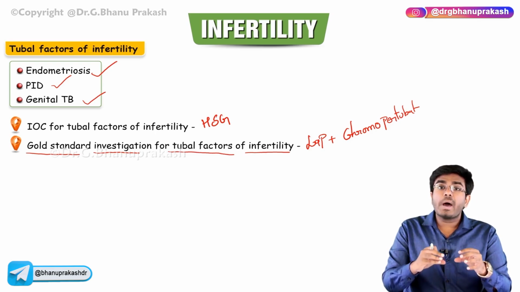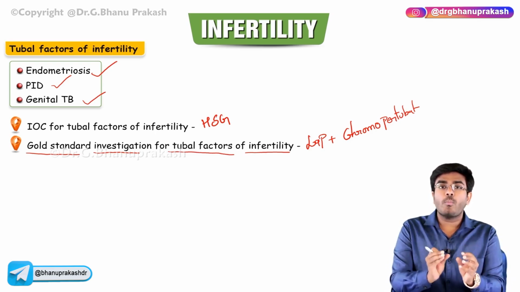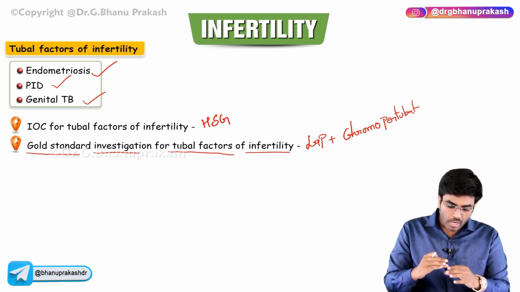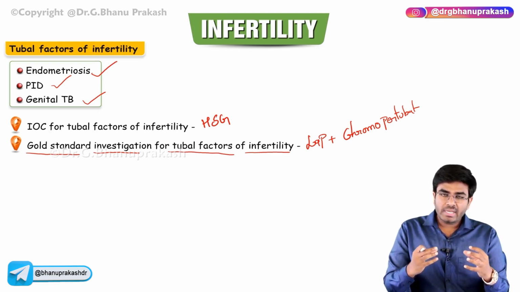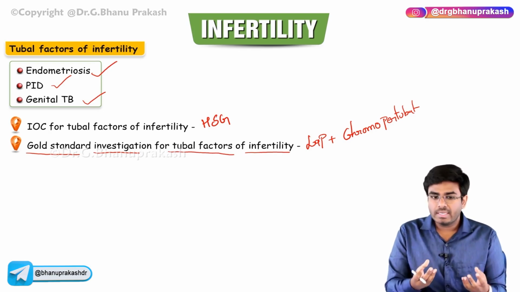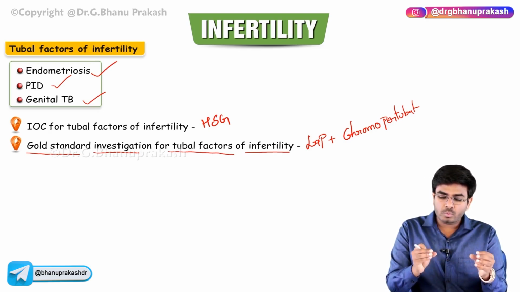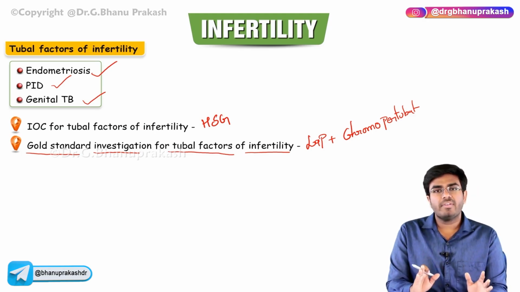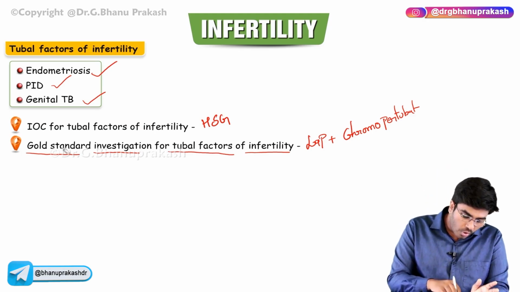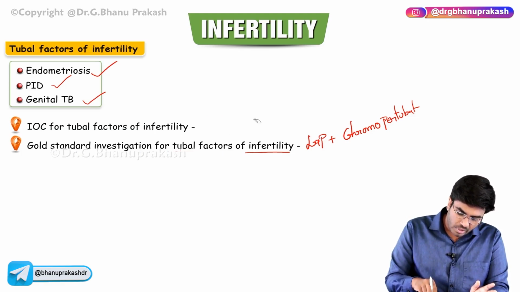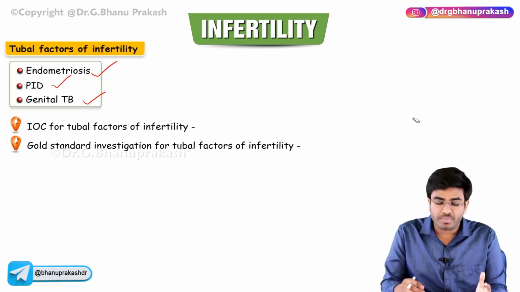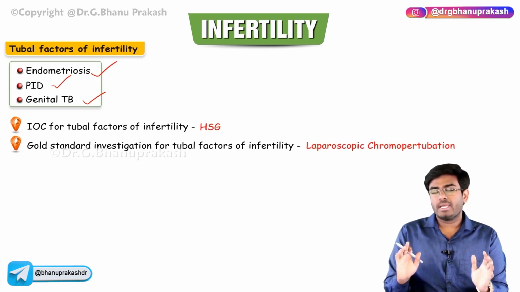This dye is passing through the tubes, that is chromoperturbation, and you are looking at the tubes directly. So you can visually see that the dye is passing through the fallopian tubes and spilling into the pelvic cavity. So this is the gold standard investigation. Why? Because you are directly seeing what is happening with the tubes. So, two very important MCQs.